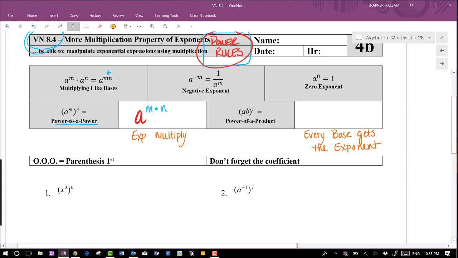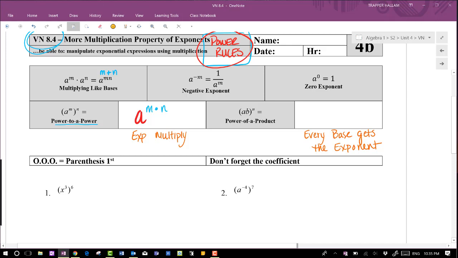These should be added. That should be m plus n. Sorry, that's wrong. So if we have two like bases being multiplied, we added the exponents. Okay. In this case, we have a power to a power, not two like bases being multiplied. So different, don't confuse them. We find out that they're multiplied, whereas in the other case, they're being added.